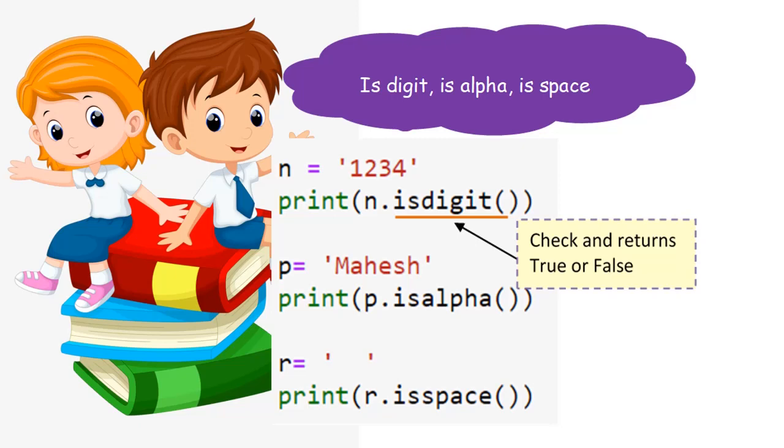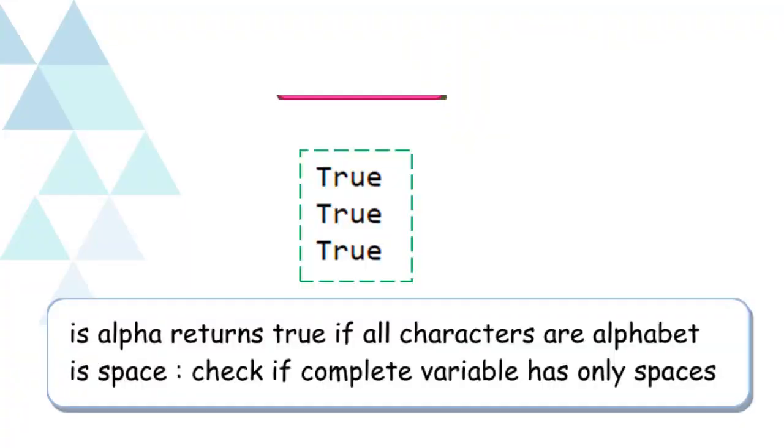So p is equal to Mahesh. p.isalpha() will give the result as true because all the characters inside p are alphabets. And r is equal to space. Print r.isspace() will give the result as true because r has only space characters. From this example we understood that isalpha returns true if all characters are alphabets, and isspace will check if the complete variable has only spaces and then give the result as true.